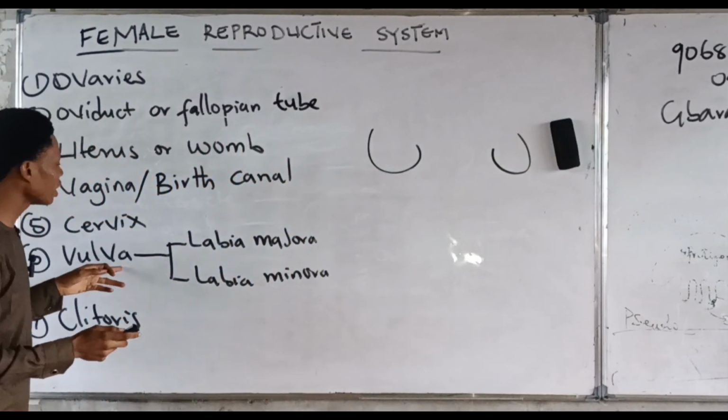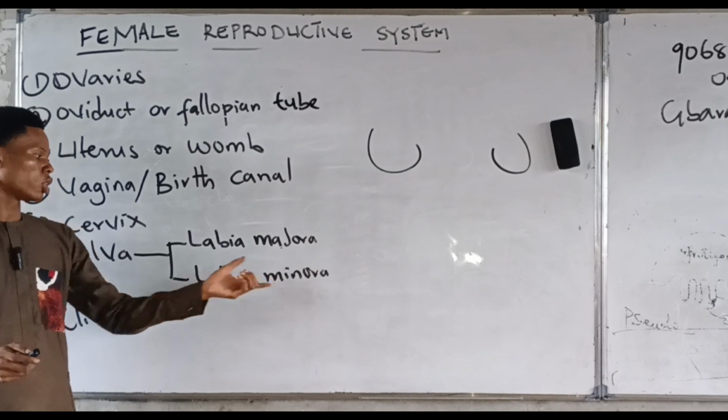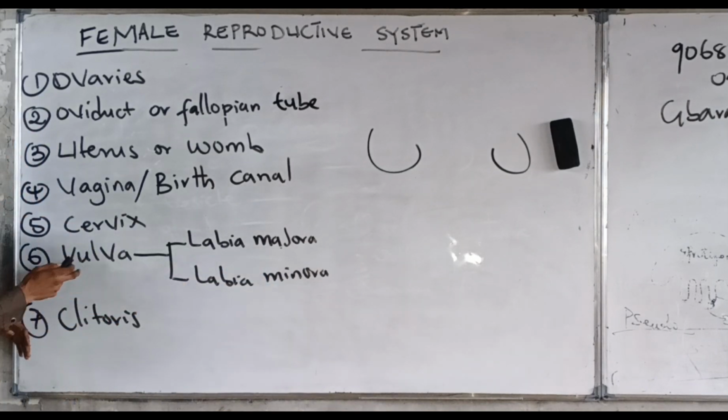Now the vulva refers to all the external parts of the female reproductive system, and is divided into the labia majora and the labia what? Minora. So that external surface you can see is the vulva.